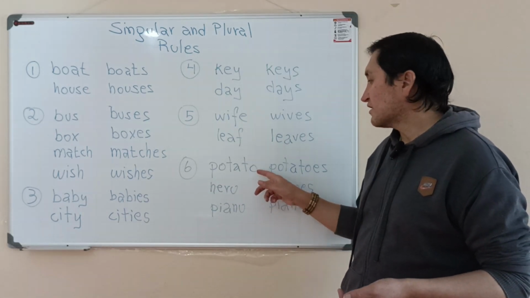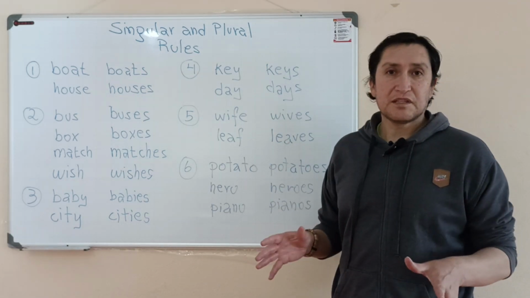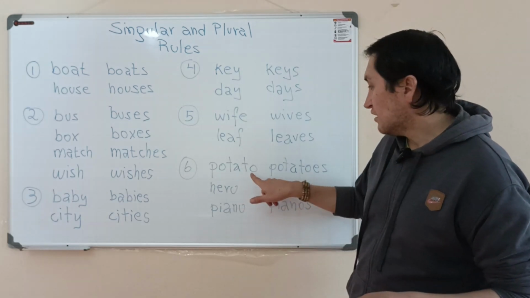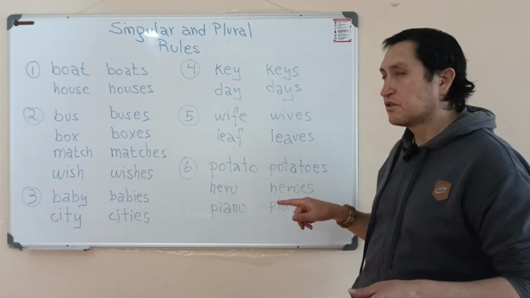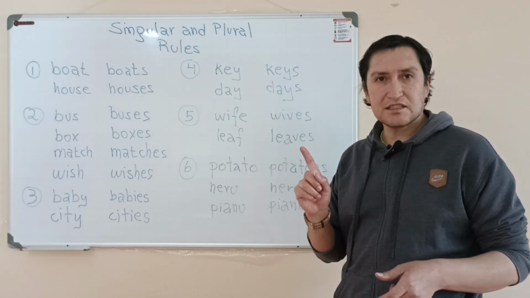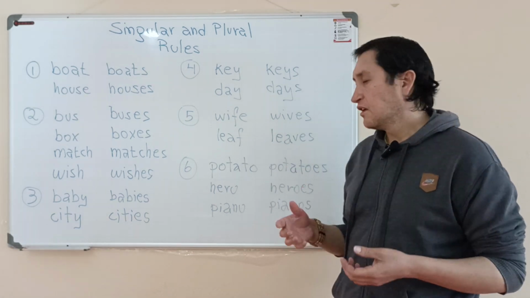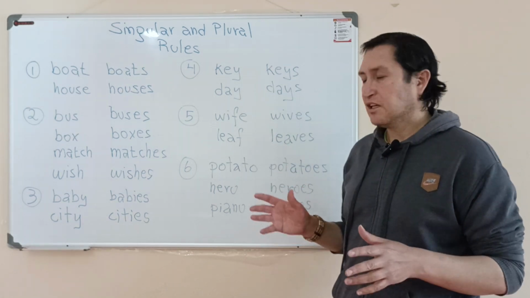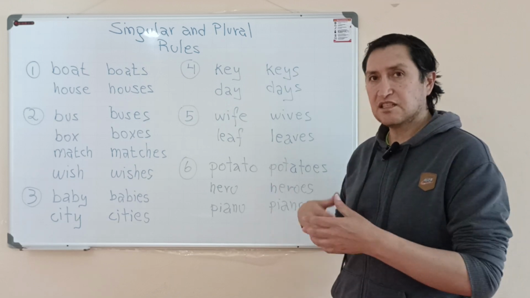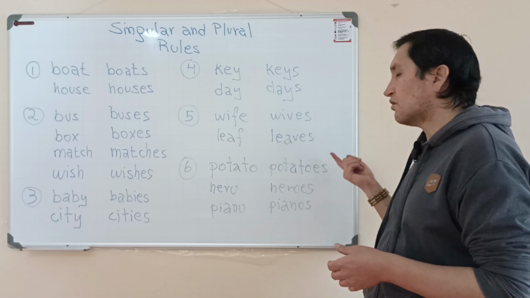Okay? And finally, the sixth rule. The nouns that end in O. In those cases, most of the time we have to add ES in the plural form. Potato, potatoes. So again, notice that it would be very strange to add only S, because in Spanish probably it's going to make some kind of sense, but in English, no. In English it would be very difficult to pronounce if you add only S. It's necessary to add another vowel, so potatoes.